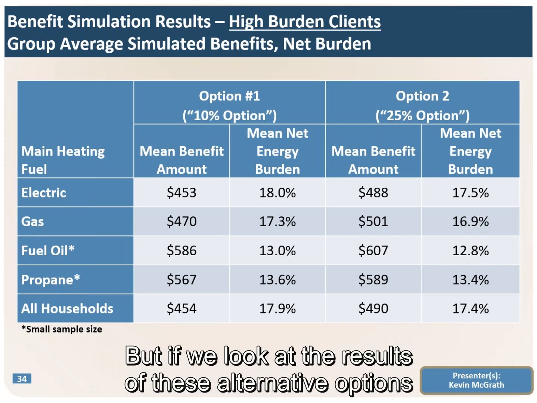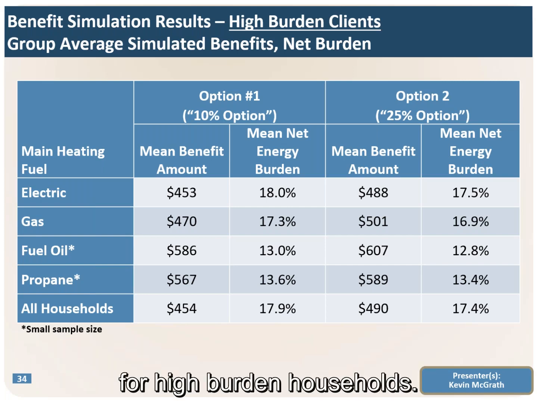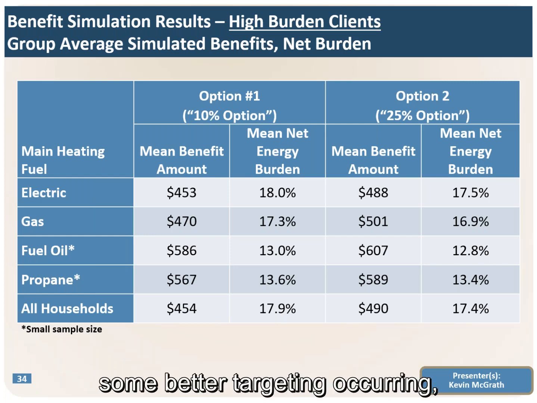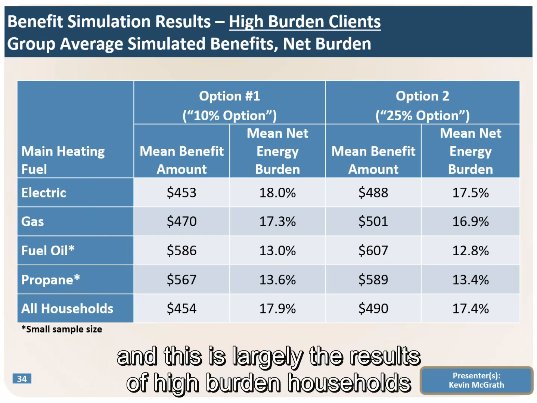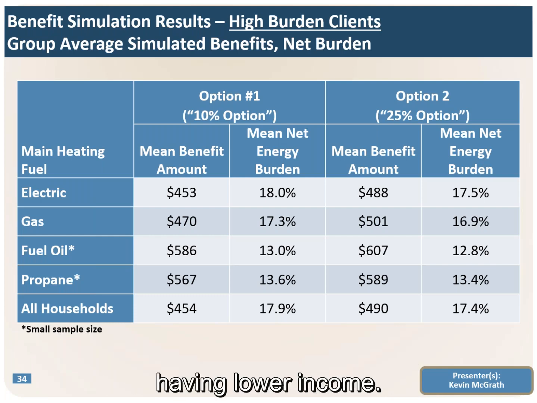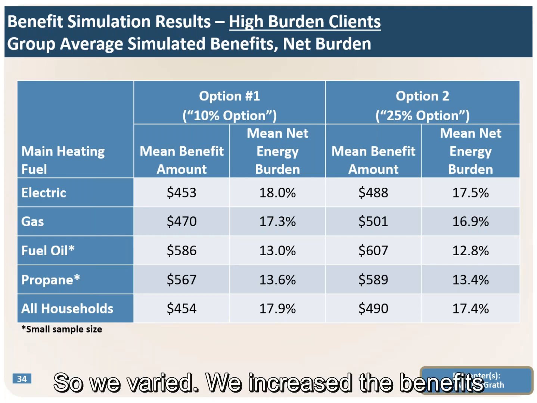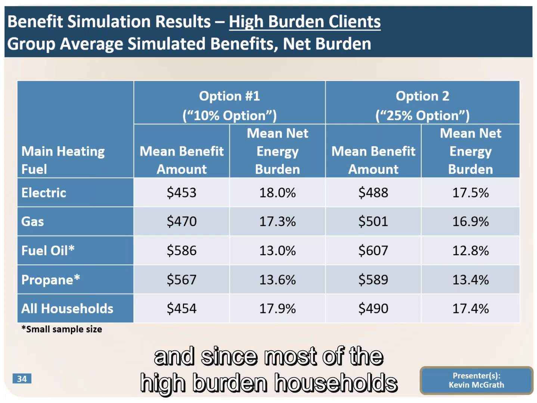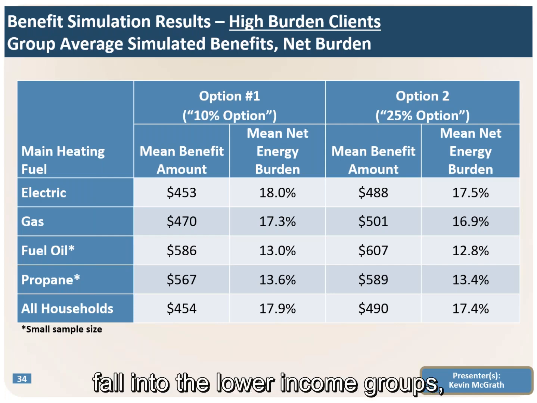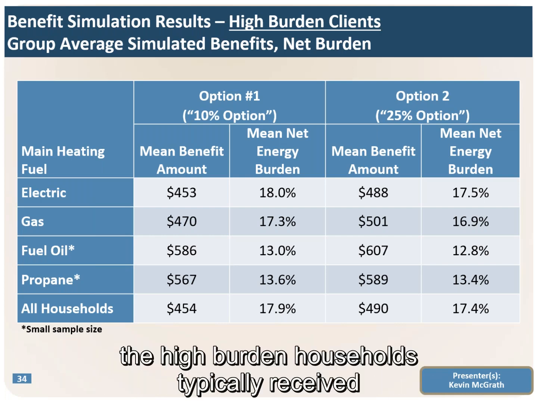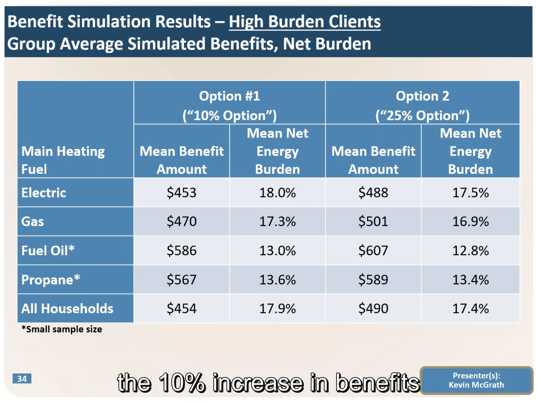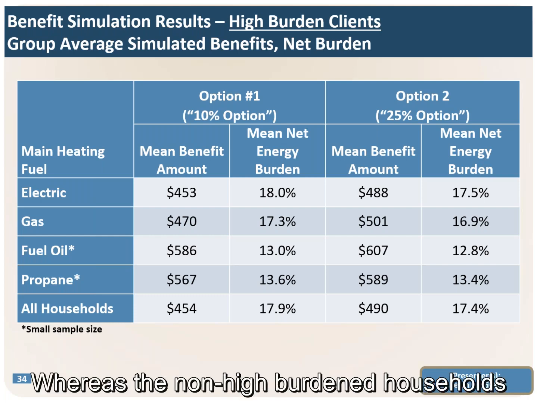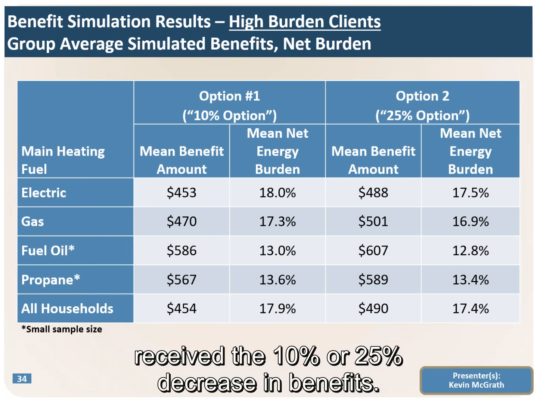But if we look at the results of these alternative options for high burden households, we do see some improvements, some better targeting occurring. And this is largely the result of high burden households having lower income. So we increased the benefits to the lowest income households, and since most of the high burden households fall into the lower income groups, the high burden households typically received the 10% increase in benefits or the 25% increase in benefits, whereas the non-high burden households received the 10% or 25% decrease in benefits.